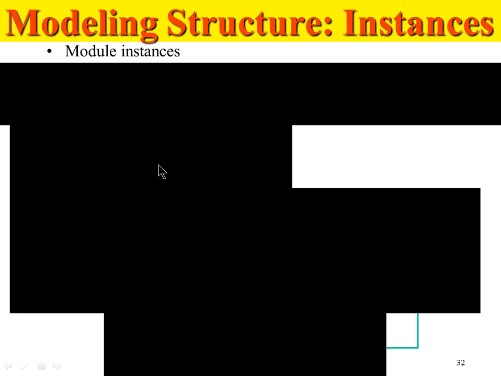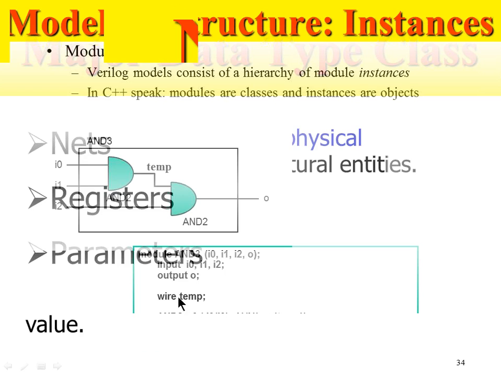So a net is a physical wire. In this case, wire temp is of data type net, and the wire will connect two points one to another. From this side, there will be a driver. So the output of the first AND gate will drive a certain value, 0 or 1, on wire temp. This will be propagated to this point. That is a simple wire connecting two points. That's a net.